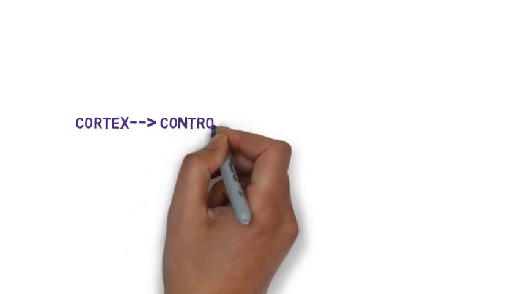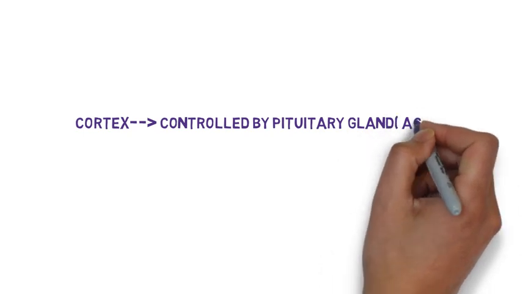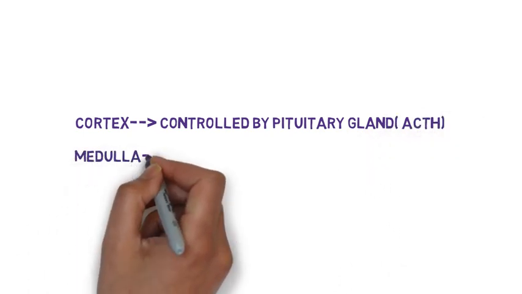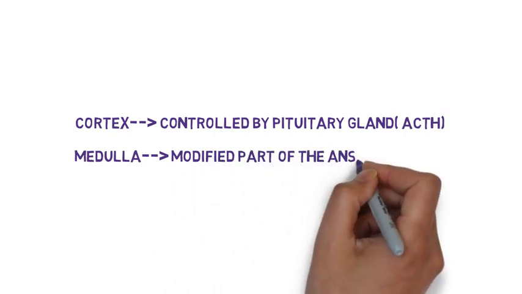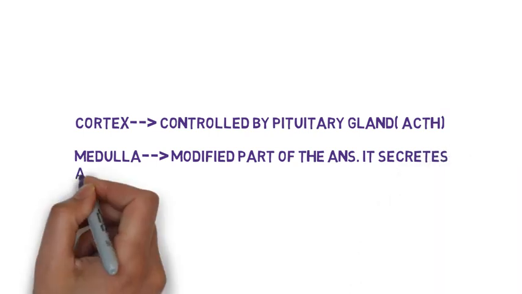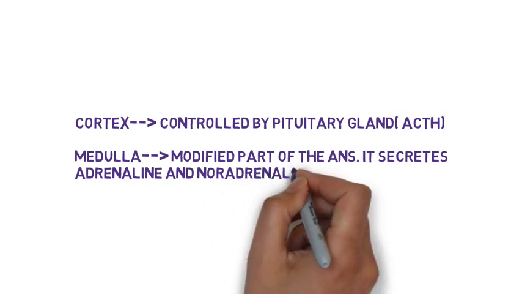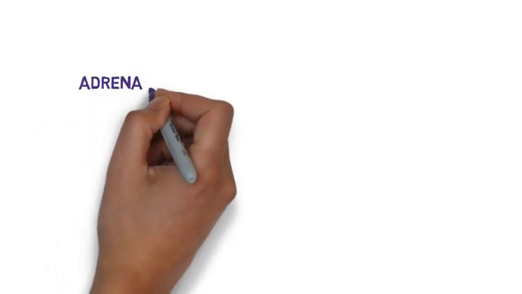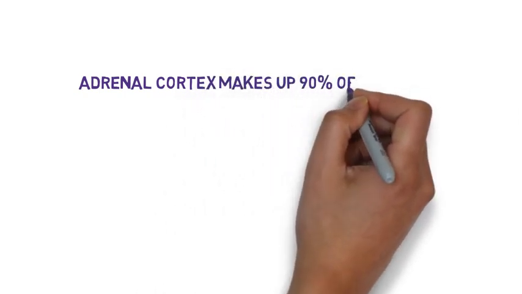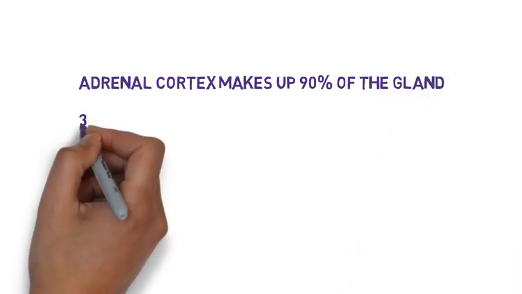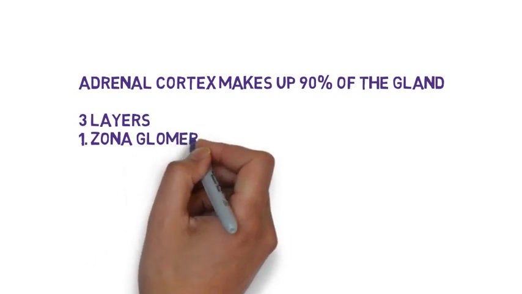We have the outer cortex, which is controlled by the pituitary gland, and the medulla, which is basically a modified part of the autonomic nervous system. And it is this medulla which secretes adrenaline and noradrenaline. But a lot of the diseases, in particular the diseases which I will be talking about in this video, are related to the adrenal cortex, and it makes up 90% of the adrenal gland and has three different layers.